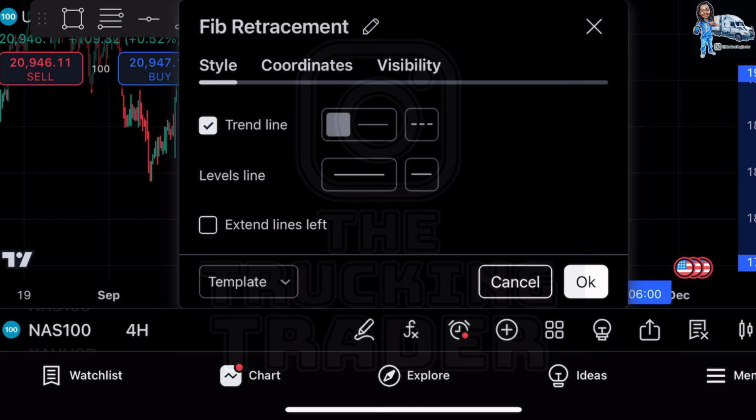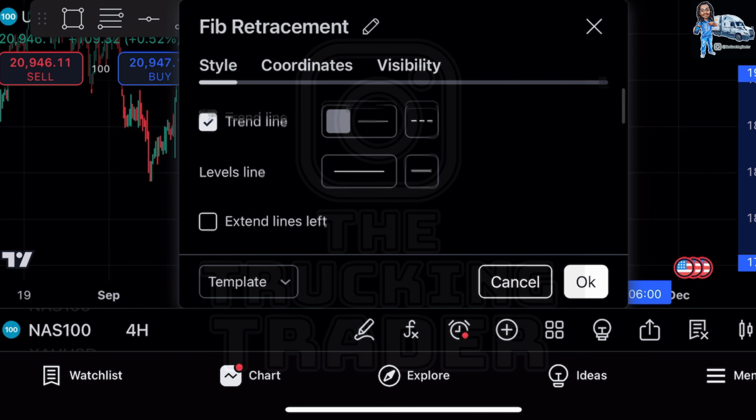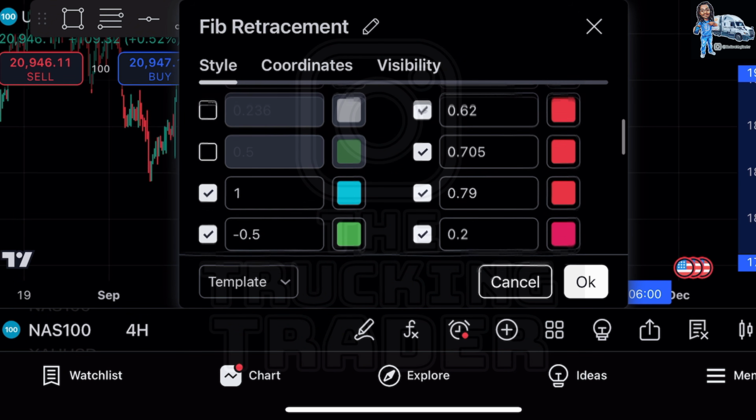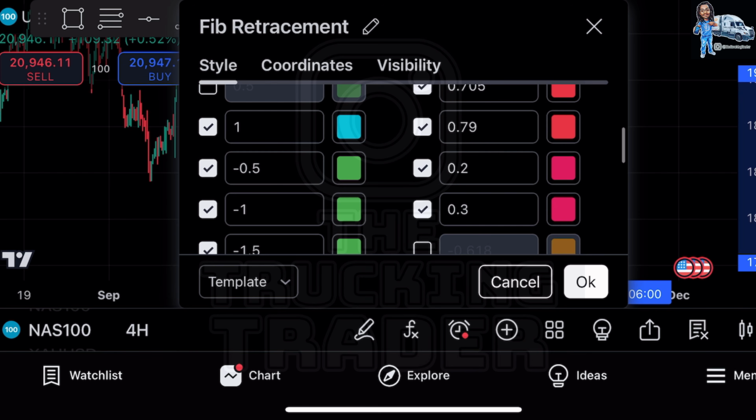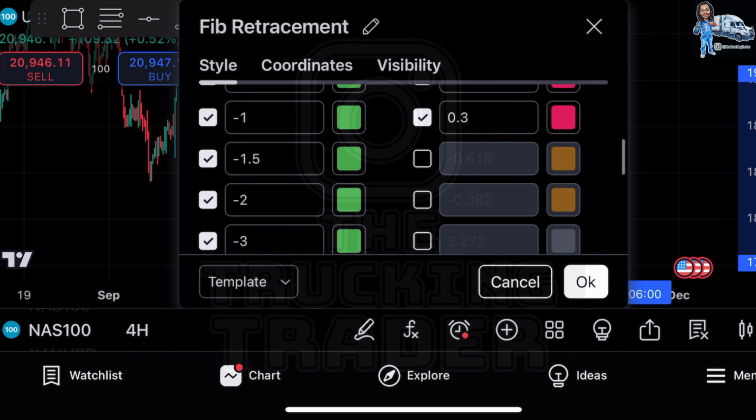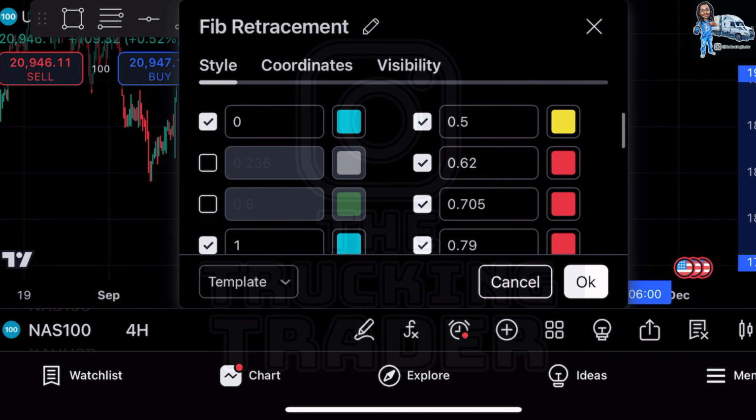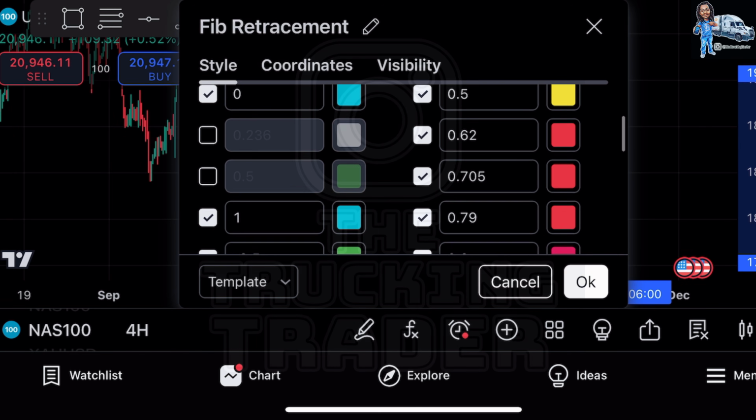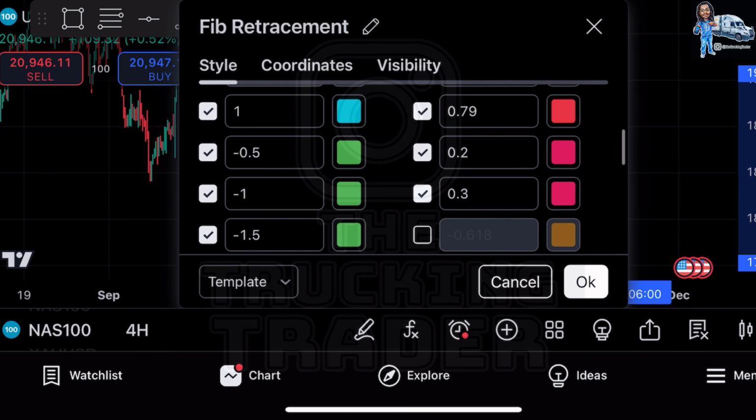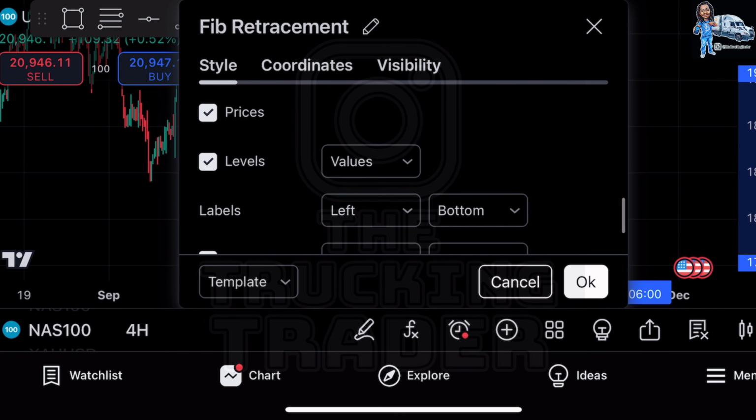If you guys want to copy my Fibonacci tool settings, I can show y'all my settings right here. So I've got 0 to 1, and these green bubbles right here to the left are my take profit areas. And then obviously the yellow box is my 50% level. And then I have the 62% level, the 70%, 79%, 20 and 30% levels. All right, so these are my fib settings right here.